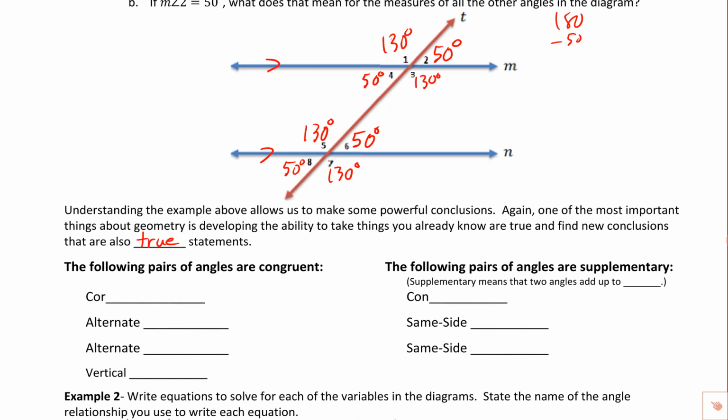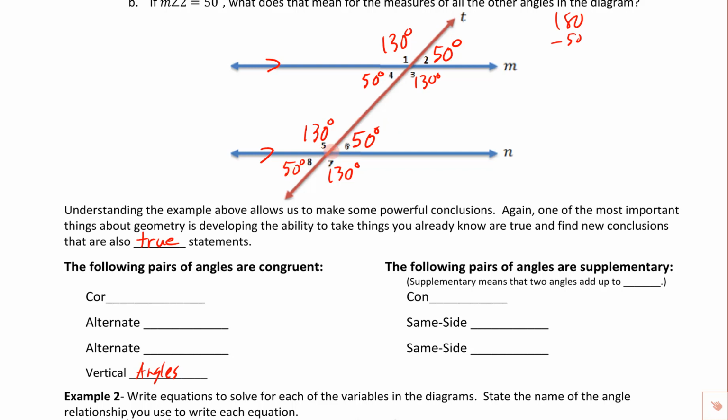It says the following pairs of angles are congruent. Okay, so the first thing that we could say are congruent are these type of angles. Take a look at this 50 and this 50. Those are vertical angles. Okay, so vertical angles, those are congruent. All right, so 2 and 4 are congruent.